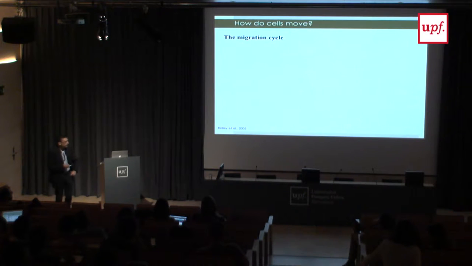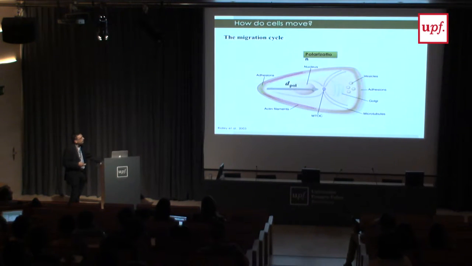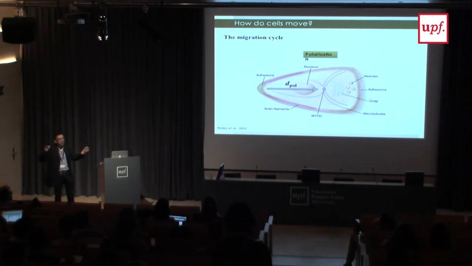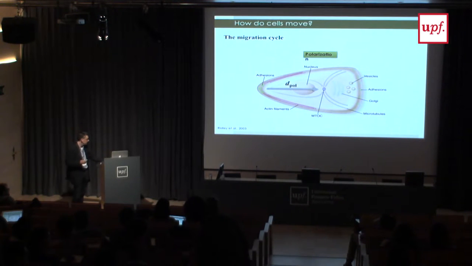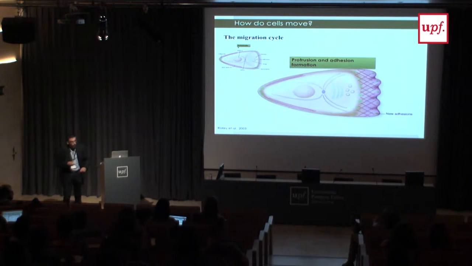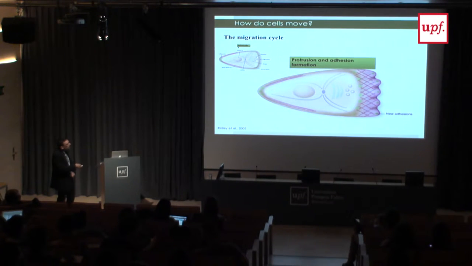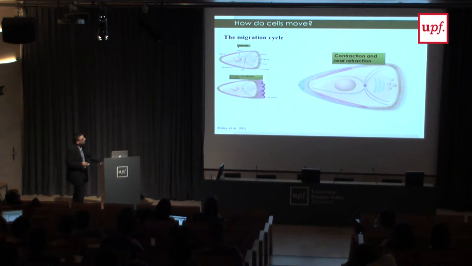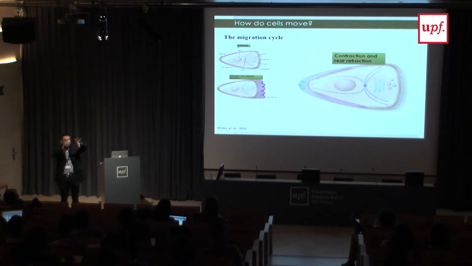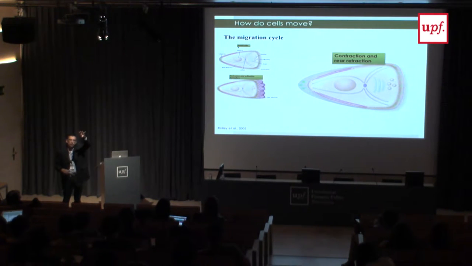So the migration cycle is divided normally in these three processes. First is polarization. Normally the cell is going to receive signals, and depending on these signals, the cell is going to polarize. After that, normally cells create protrusions in the front part of the cell, and later there is adhesion formation, new adhesions, and in this part the adhesion starts to be quicker. And after that, normally what happens is the cell is growing in the front part, and in the back part or the rear part, normally contraction appears. So when contraction appears, the cell is moving.